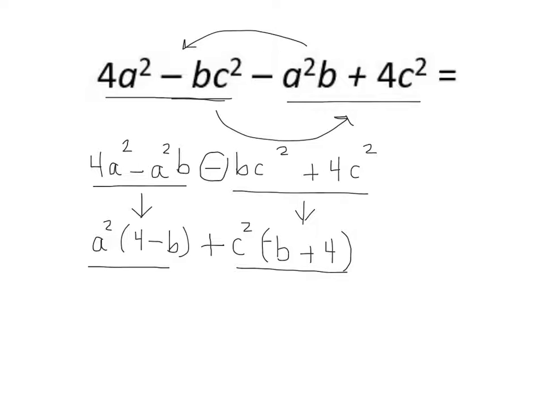And now you notice the binomials are the same. I have negative b plus 4, which is the same as 4 minus b. So the 4 minus b is my greatest common factor. If I divide it out, those cancel, and what I'm left with is a squared plus c squared. Those are the trickiest ones.